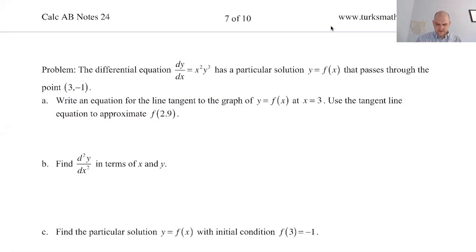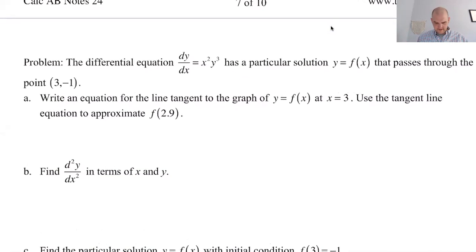So the differential equation dy/dx equals x squared times y cubed has a particular solution y equals f of x that passes through the point (3, -1). A: write the equation for the line tangent to the graph of y equals f of x at x equals 3. All right, we can do that.